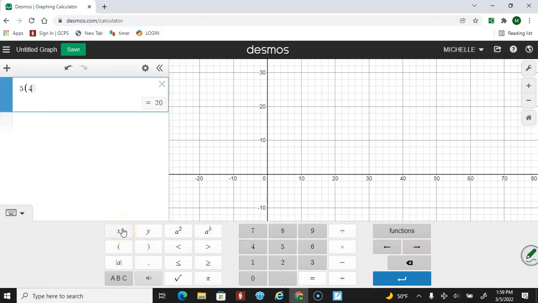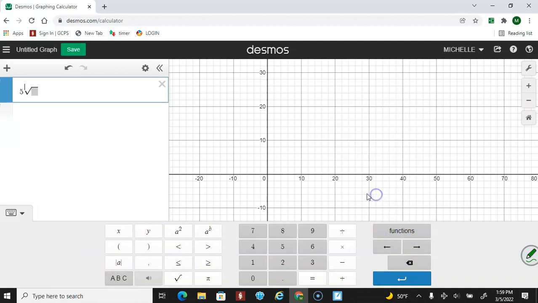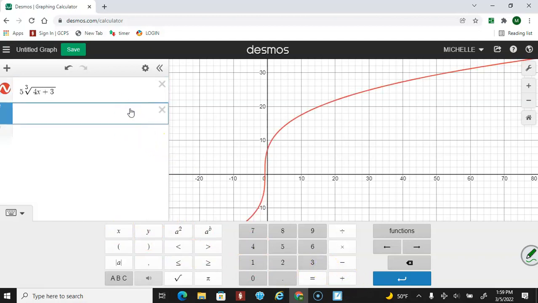Now you could do the cube root under functions. Actually, let me go there. So let's go back. We're going to do 5, and then we're going to go here to functions, and down here, if you remember, all the way down here to this, then we can do our cube root if we want to. Just click under here and then do our 4x plus 3. Or you can take it to the 1/3 power. Remember, they're interchangeable.